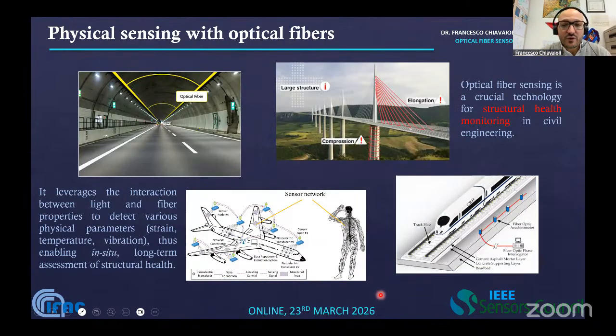Let's start talking about physical sensing using optical fiber. In this case, optical fiber sensing is used essentially for monitoring structural health in systems and engineering structures. So here there are some examples in the tunnel, in bridges, the railway, and the aircraft.